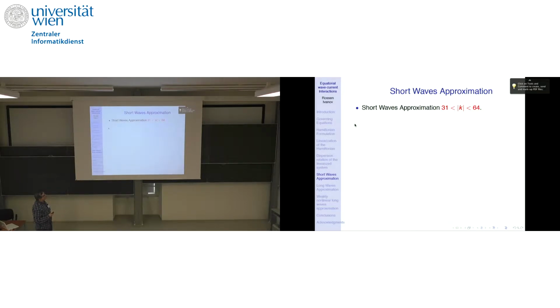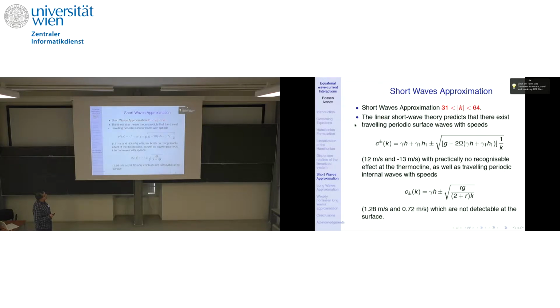First, the short waves, for large values of K. We have, approximately, so this is an approximation, C plus minus, a traveling wave. This one has basically no effect on the thermocline. It's a kind of a surface wave. So physically it's 12 meters and minus 13 meters, something like this, per second.